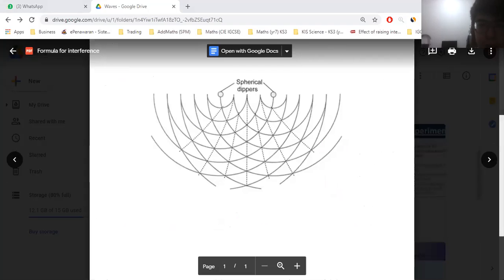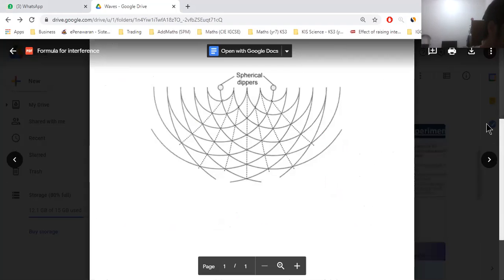Okay, now we are moving to the last part of the interference. The last part is the formula for interference. But I'm not sure whether your teacher will include this in your exam or not. According to your textbook, it is inside your textbook, but I'm not sure your teacher will give you this one. But I'm going to just spend a couple of minutes to talk about it.